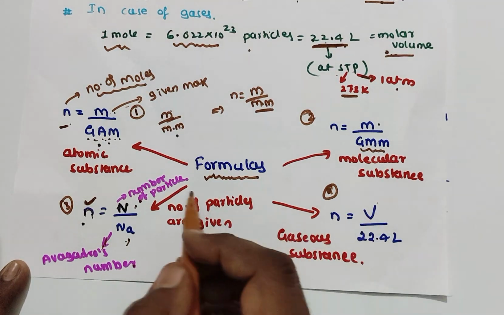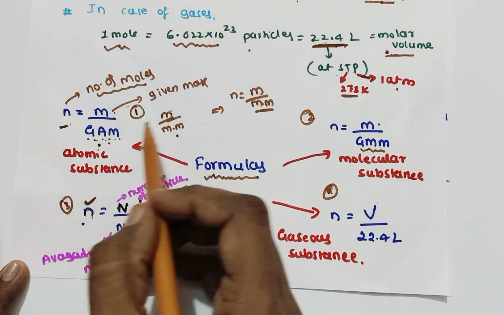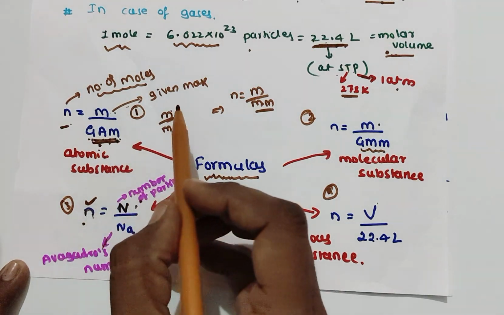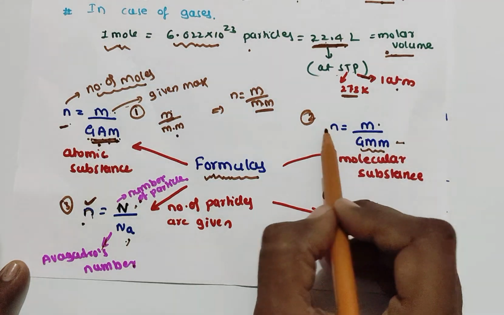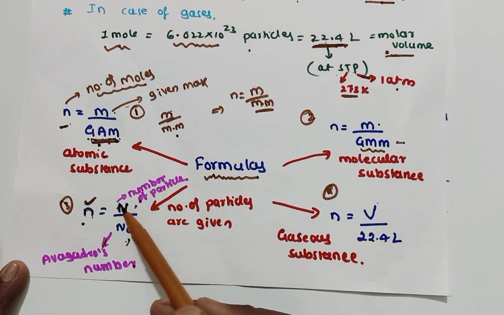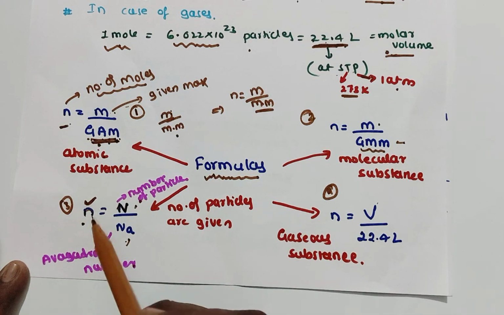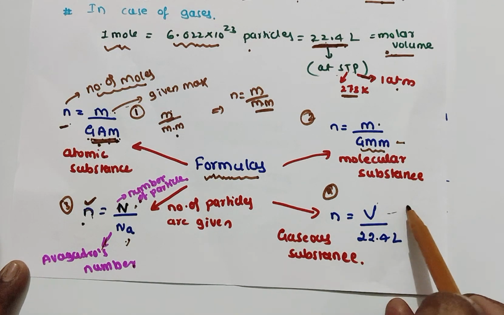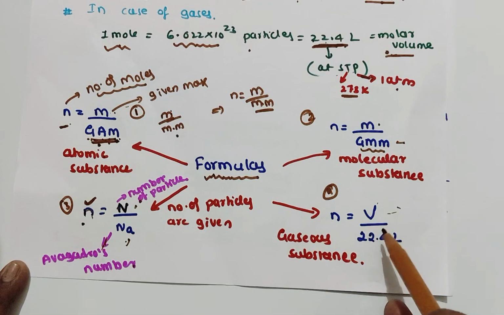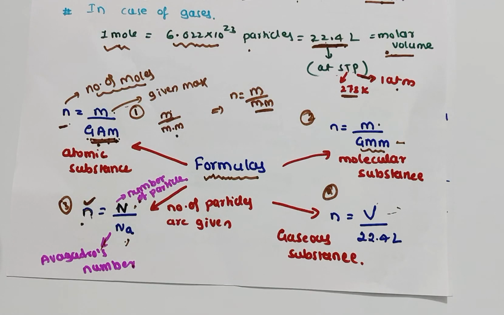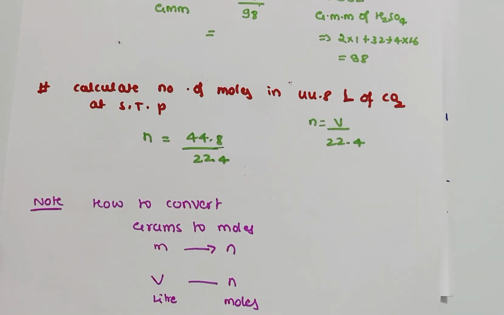So the first formula is mass given divided by gram atomic mass. If an atom is given, we take atomic mass. If a molecule is given, we take molecular mass. Both the formulas are the same. In the third formula, if particles are given, we can calculate number of moles using that formula. If a gaseous substance is given, we can calculate number of moles by V divided by 22.4 liter, where V is the volume. If volume is given, we can use this formula. Next, we move towards examples.